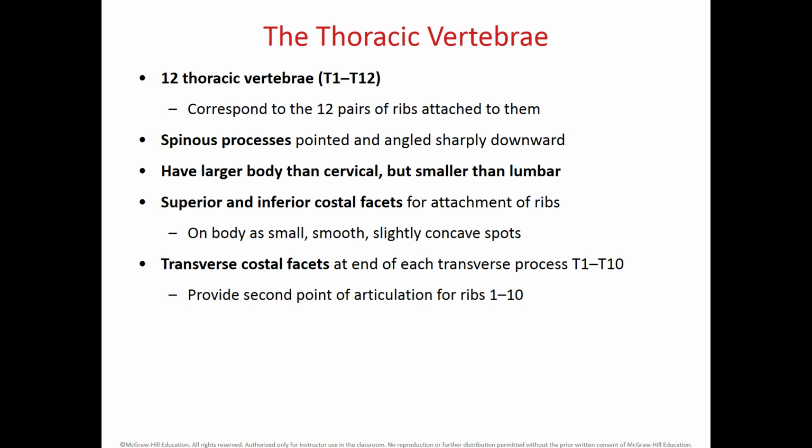And you have facets for articulating with the ribs. So you have anterior and inferior costal facets. And the body is small, smooth, with slightly concave spots. Now the transverse costal facets will be located in the transverse process between vertebrae T1 through T10. And this will provide a second point of articulation for ribs T1 through T10.